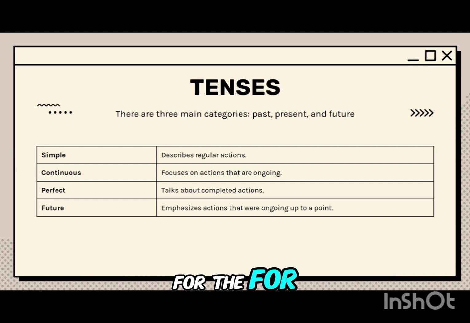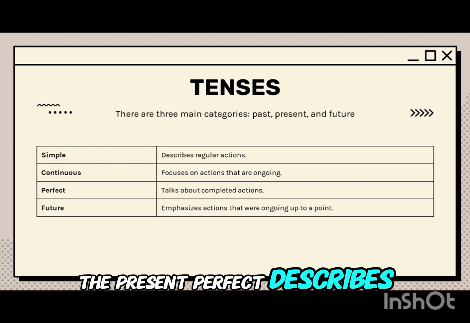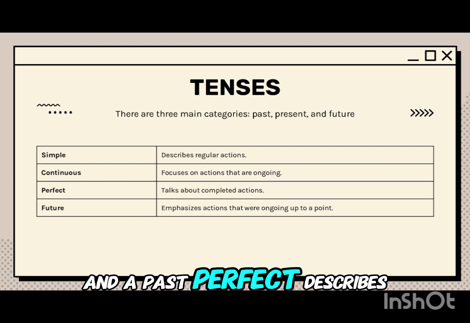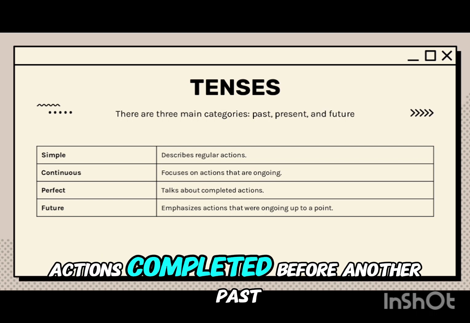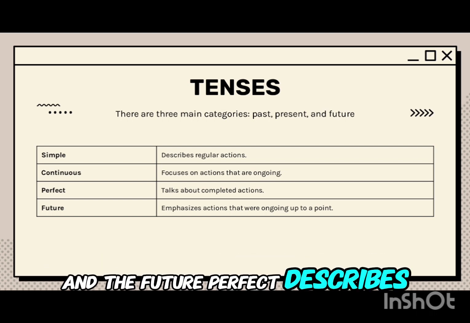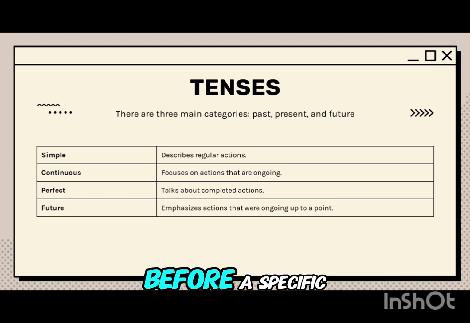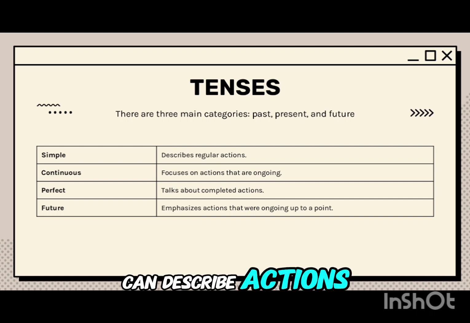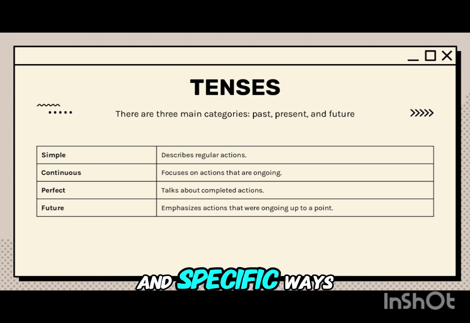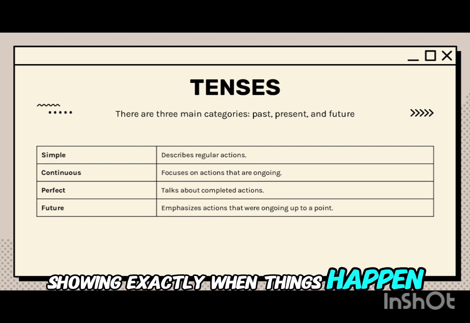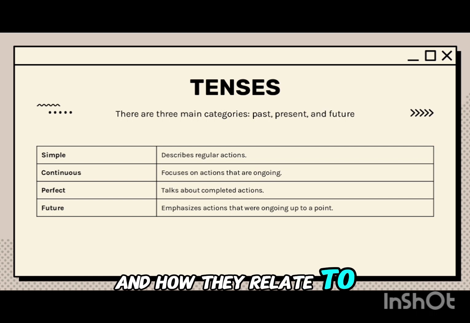The present perfect describes past actions with a connection to the present, the past perfect describes actions completed before another past action, and the future perfect describes actions that will be completed before a specific future time. So with these tenses, you can describe actions and events in a clear and specific way, showing exactly when things happen and how they relate to one another.